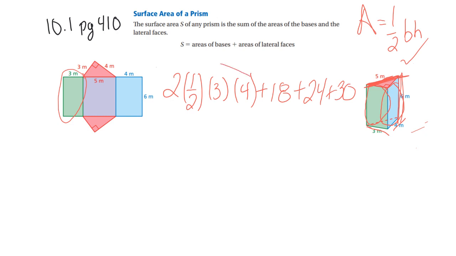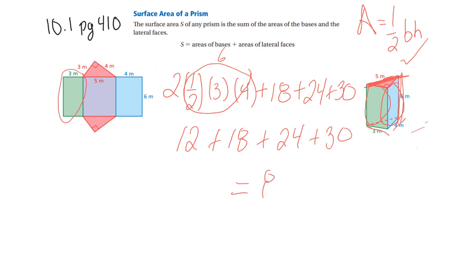This right here equals 6. So that ends up being 6 times 2, so 12 plus 18 plus 24 plus 30 equals 84 meters, and it's still area, so squared. All right, so that's how you would do a triangular prism.